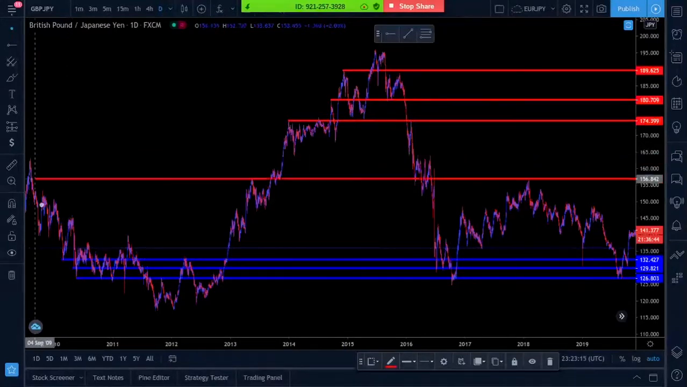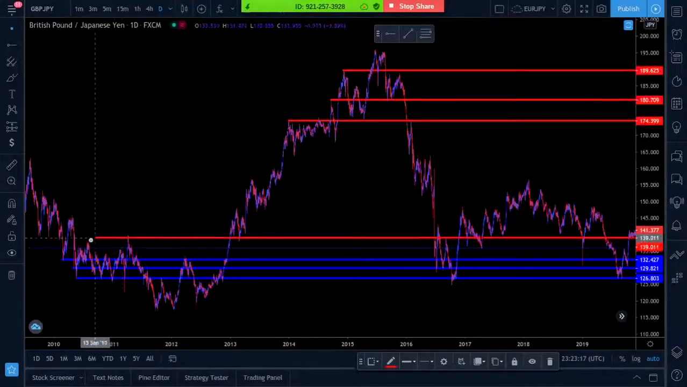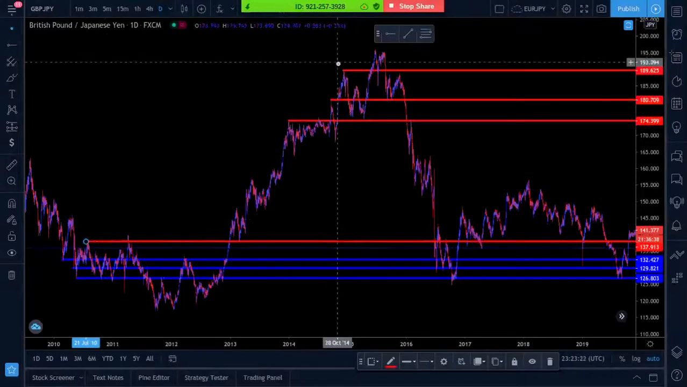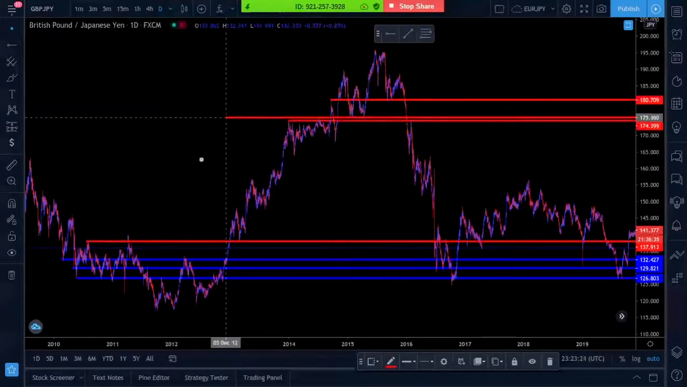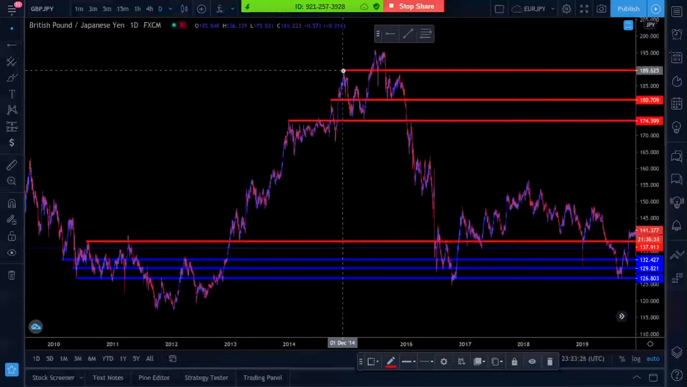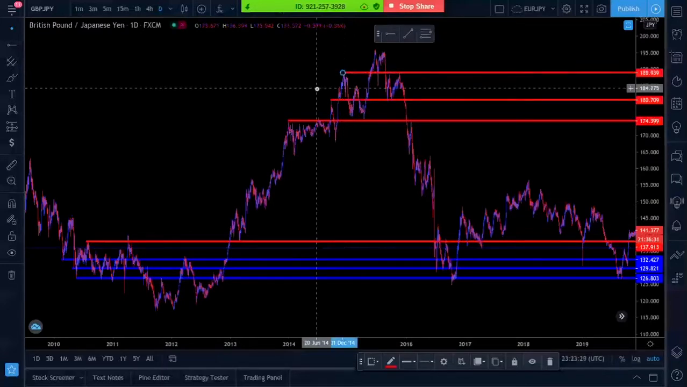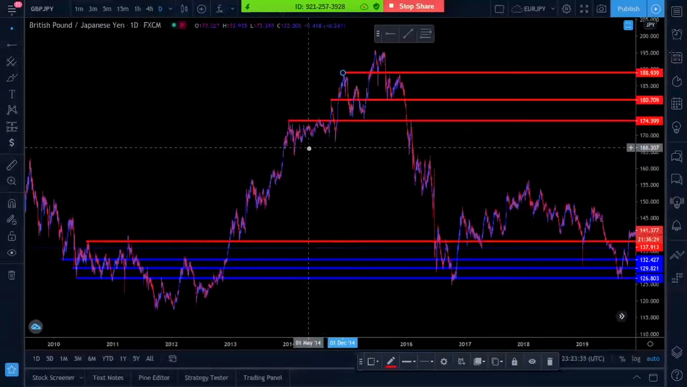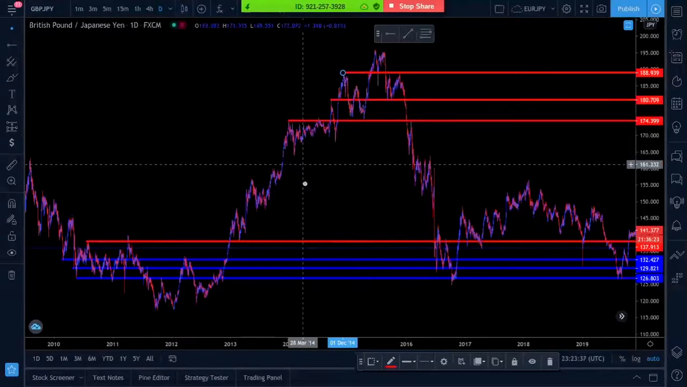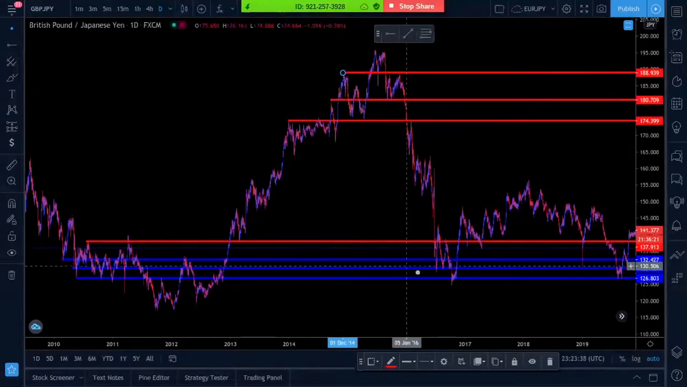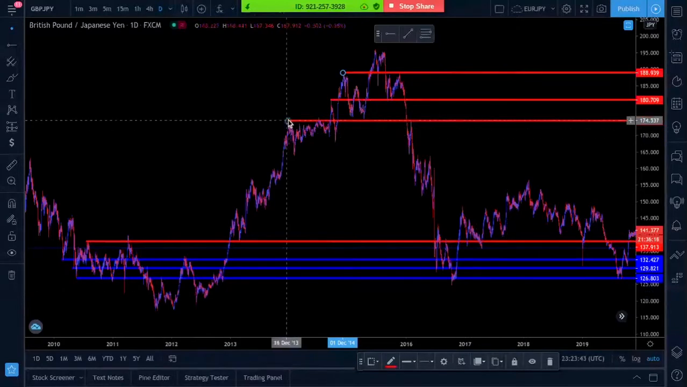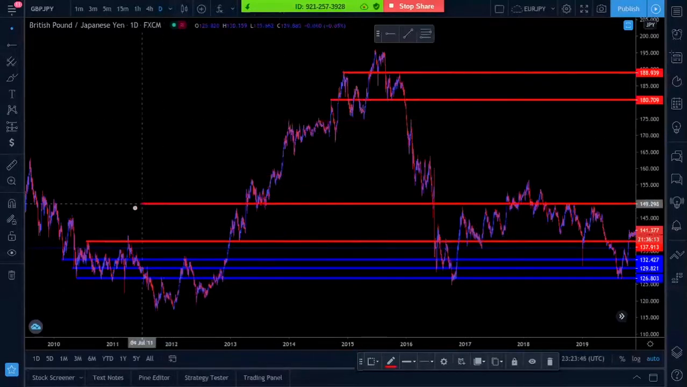Now I'm drawing my resistance, a resistance right there. I'm not saying these resistances that I just drew up here are wrong. No, they are not. But again, you want to make it simple for you. These are useless resistances at the time. If it starts breaking past my third support, I'll start drawing new supports. If it starts breaking past my third resistance, I'll start drawing new resistances.